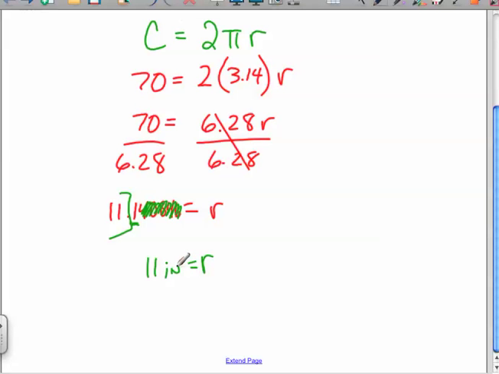For that circle. I don't know, maybe a hubcap on your car. All right? Good job, guys. Let's look at the next example.